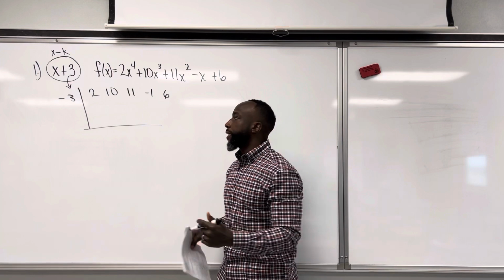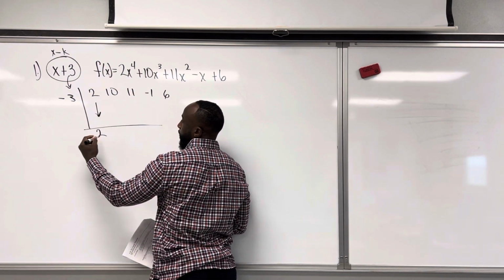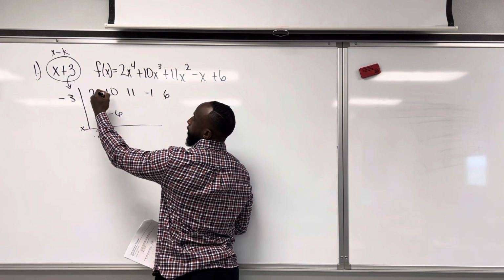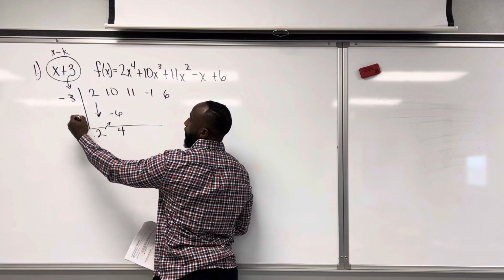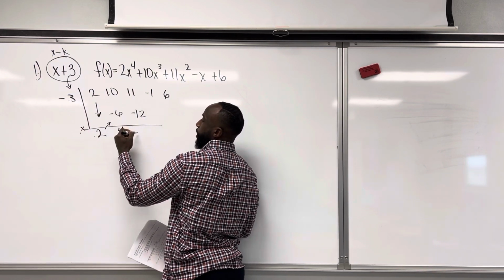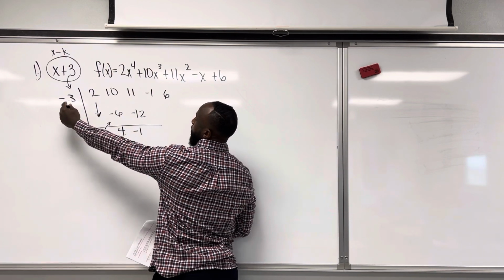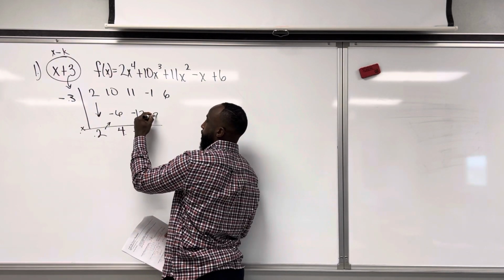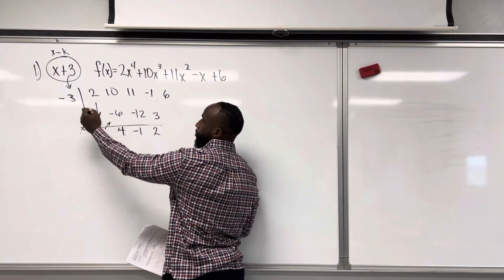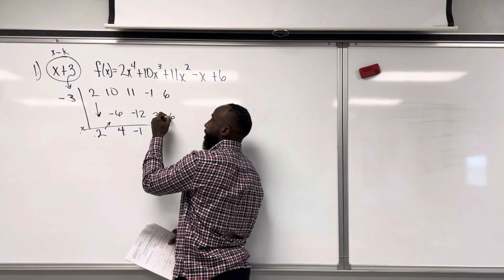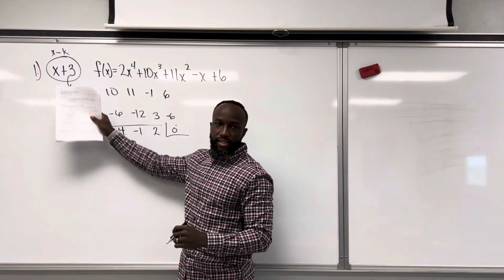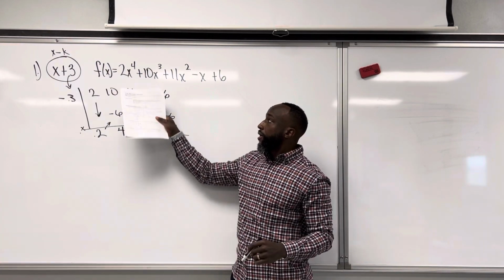The next thing we're going to do is bring that down. Pop. We got 2 here, and we multiply. -3 times 2, -6. 10 minus 6, 4. -3 times 4, -12. 11 minus 12, -1. -3 times -1, +3. -1 plus 3, 2. And then 2 times -3, -6. 6 minus 6? 0. So we got 0 as a remainder.